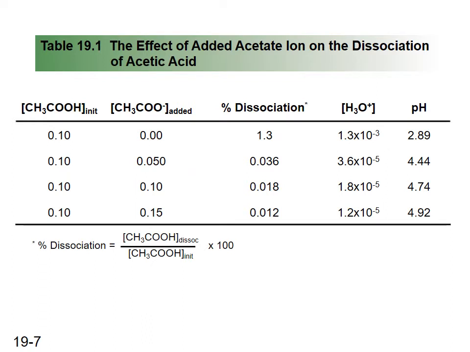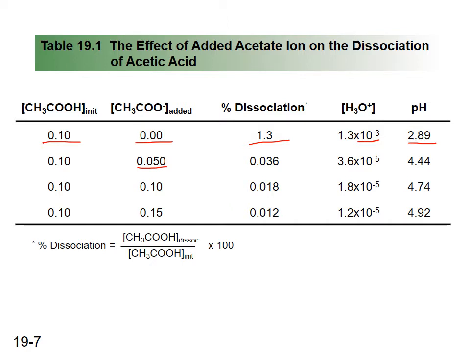This table shows the effect of added acetate ion on the dissociation of acetic acid. With pure acetic acid, no acetate anion added, the dissociation percentage is 1.3%, and this is a weak acid, which generates hydronium ion 10 to the minus 3, pH value 2.89. When a small amount of acetate anion is added, the dissociation percentage goes down, decreases.